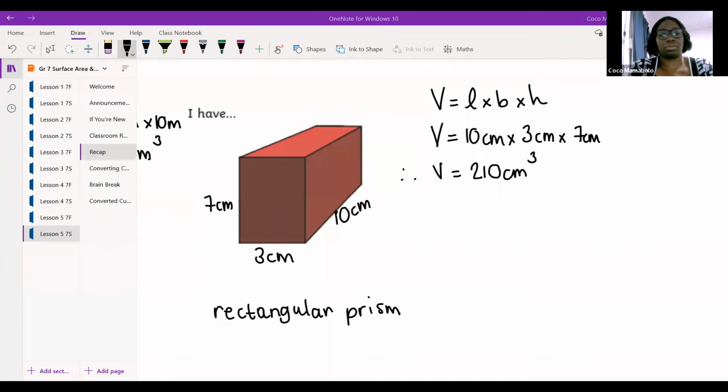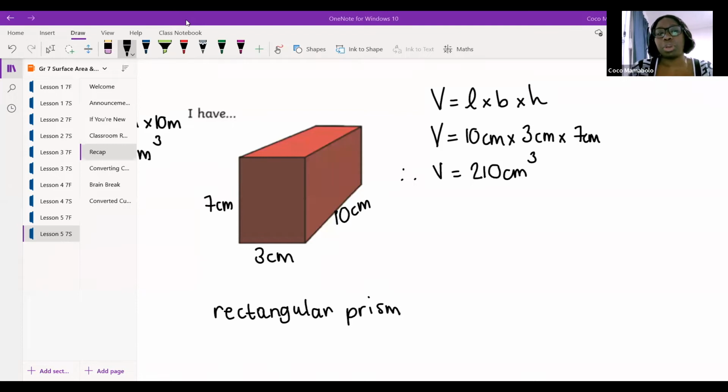I'm just a bit confused, ma'am. It's just a general question. Other than that, I understand. You know that we can break up the shape and unfold it. Would we always have to do that, or can we just use this method again, length times breadth times height? For the volume, yes, we can always do that. We can just go length times breadth times height.